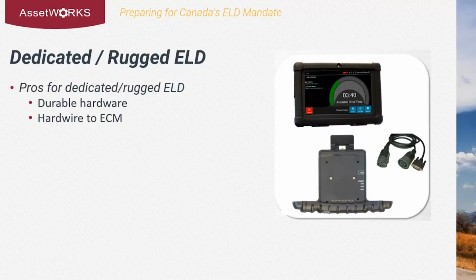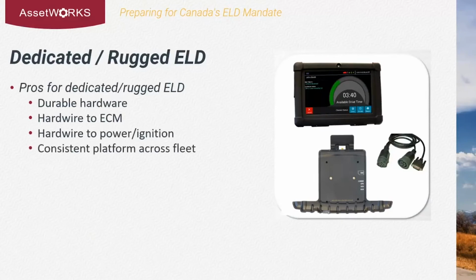And the other benefit of these is they're hardwired to the ECM. So the director isn't worried about Bluetooth pairing issues. It's hardwired to the ECM, it's always connected. You always have power, you always have ignition on. So when the truck's on, the unit's on. You're not relying on driver intervention. And it's a consistent platform across the fleet. Every device runs the same, every device has the same versions. So it gives you a lot more consistency from a support perspective.